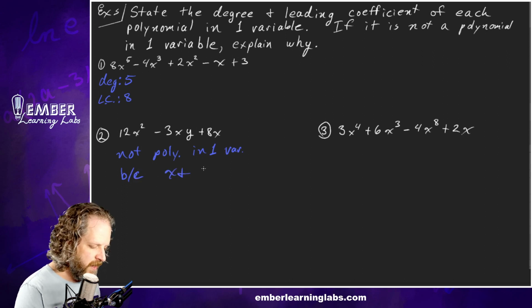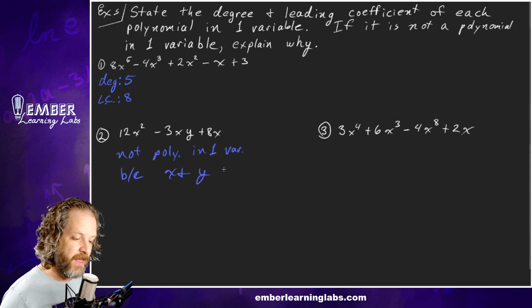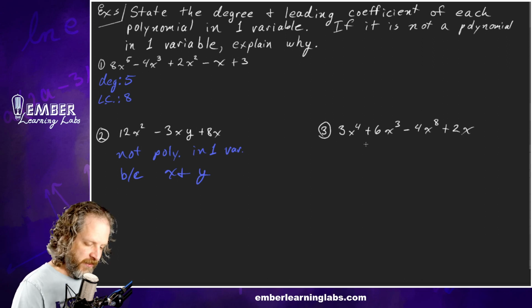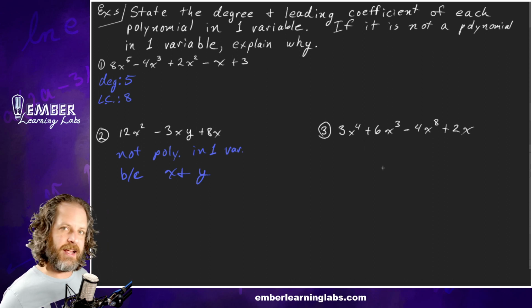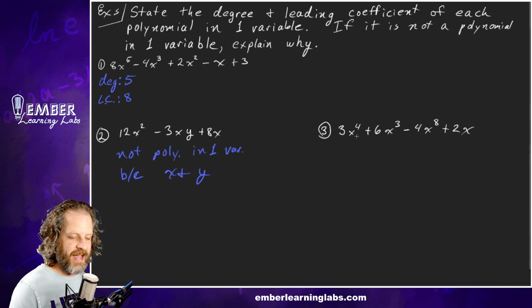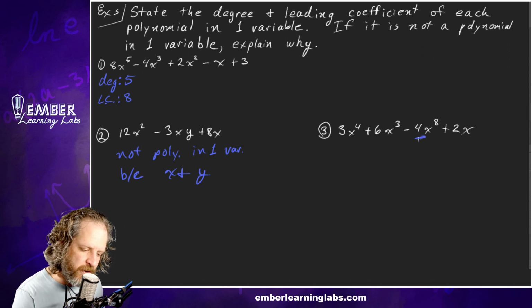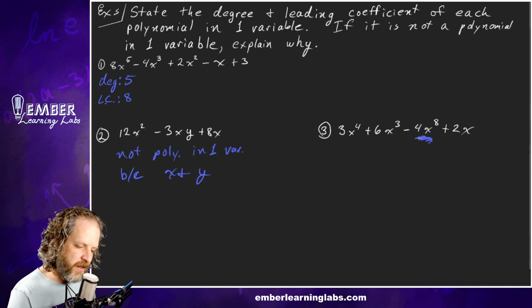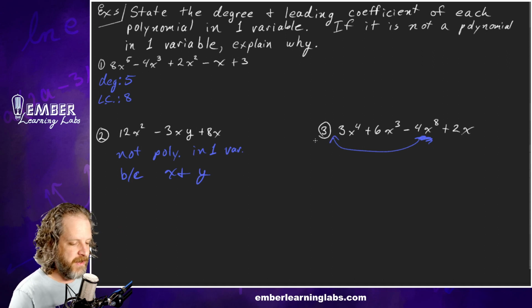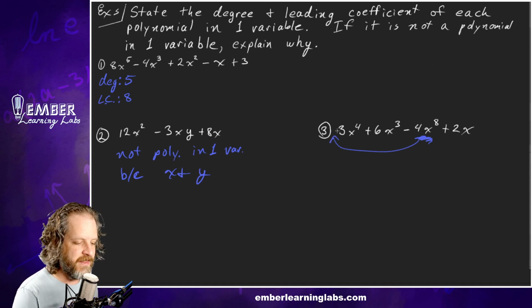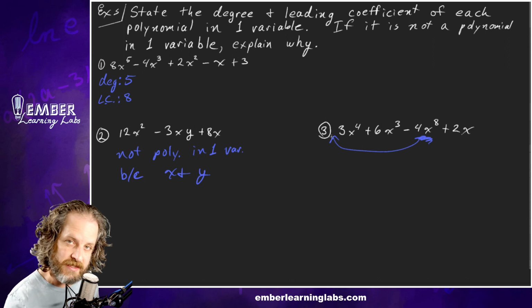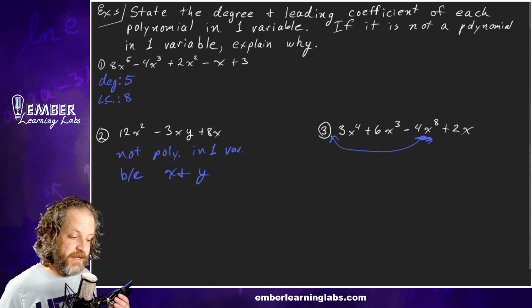Because x and y, right? This one's a little sneaky. Did you notice? In order to figure out what the degree and the leading coefficient is, it has to be written in descending order. It isn't written in descending order because this one would have to be moved over there. And so it would be negative 4x to the 8th plus 3x to the 4th, etc. So this one is a little bit sneaky.